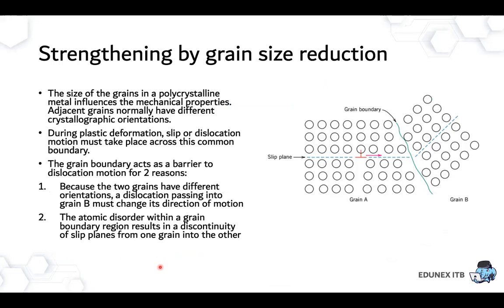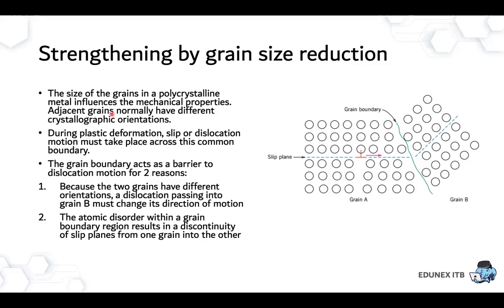Let's say I have one metal that has grains of, for example, an average of 10 microns. If I compare it with a metal with an average grain size of around 1 micron, even if those two metals have similar composition, the one that has the smaller grain size will be stronger than the previous one.